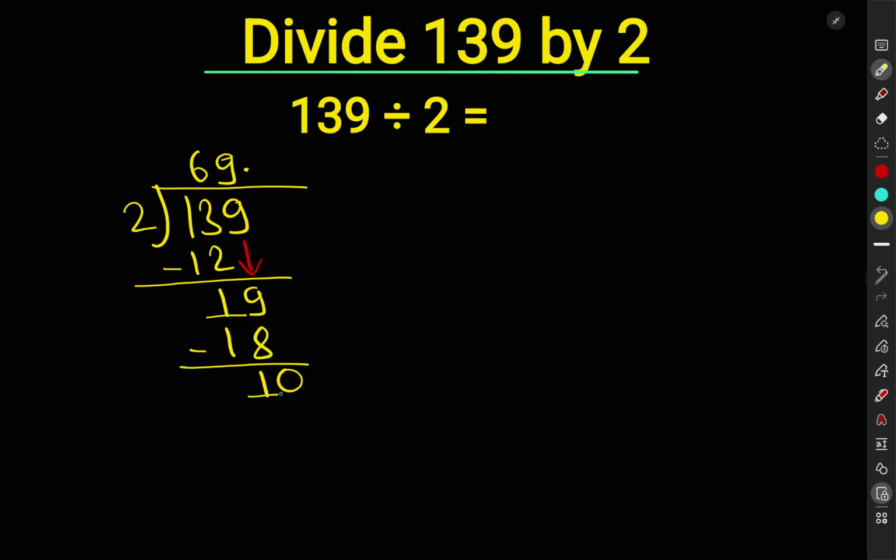So now it became 10. So 2 times 5 means 10. On subtracting we get zero. So 139 divided by 2, we got 69.5.